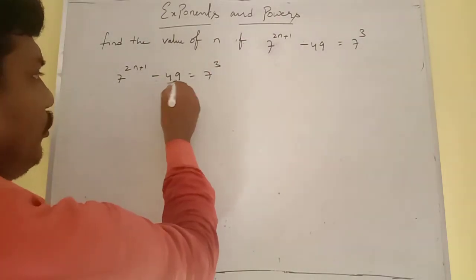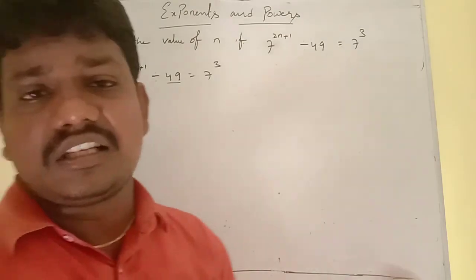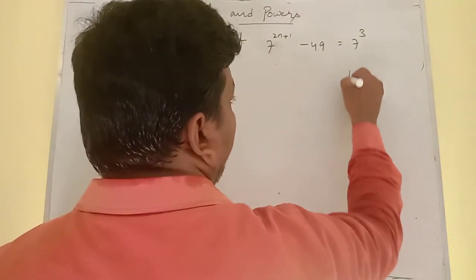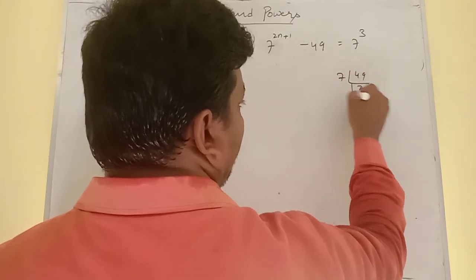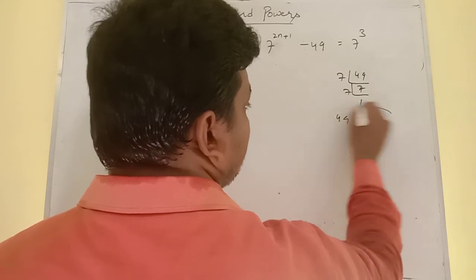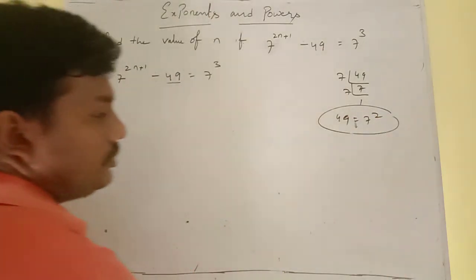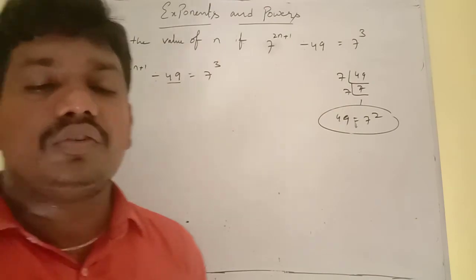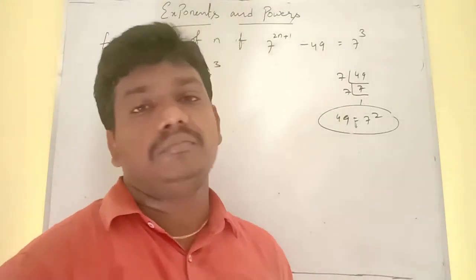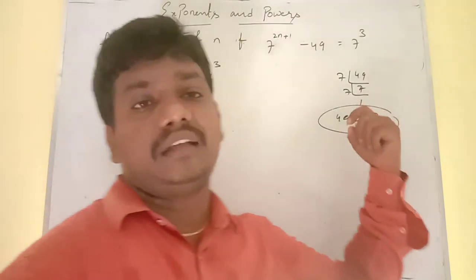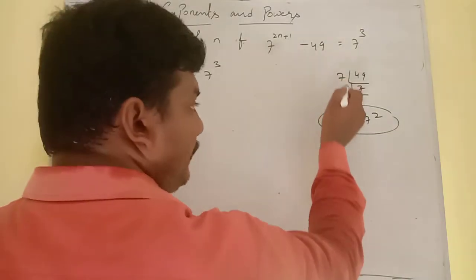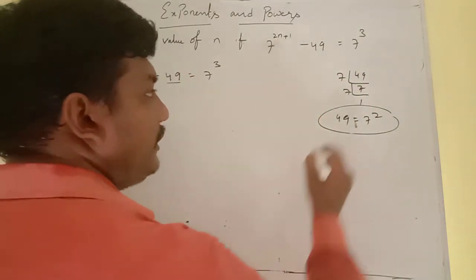As we know, 49 can be expressed as 7 square, that is 7 power 2. You have to take 49 in the 7 table: 7 sevens are 49, then 7 ones. This 49 can be written as 7 square. This is called prime factorization. If any number is to be converted into exponential form, you can do the prime factorization, see how the factors come. Then repeated factors are taken as exponents. Now here 7 is repeatedly multiplied 2 times, then we get 49.